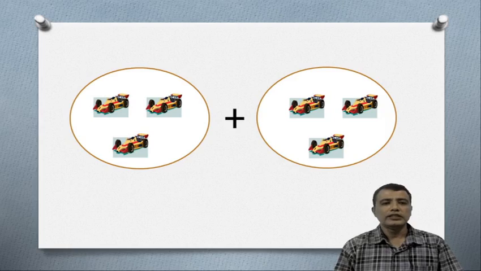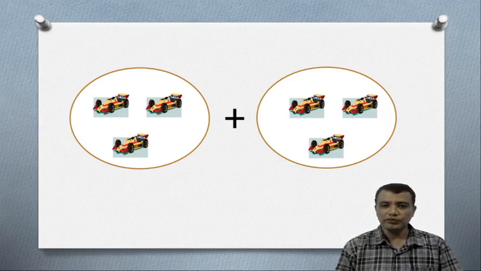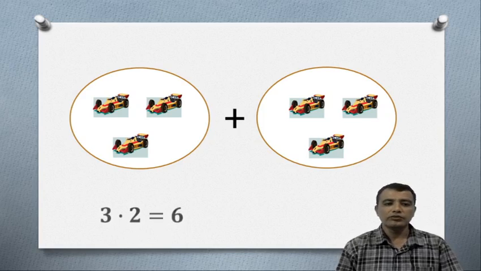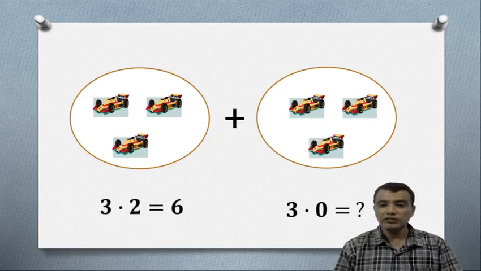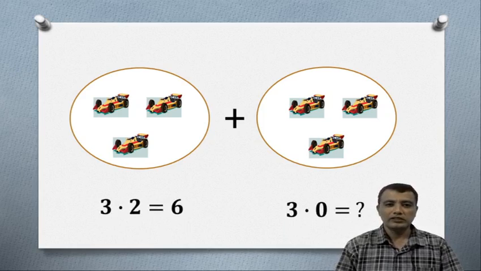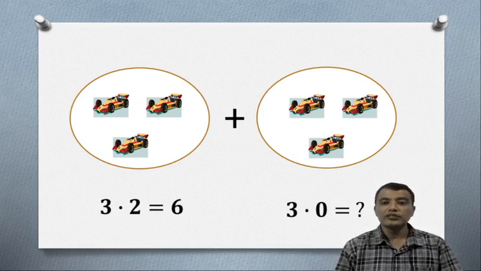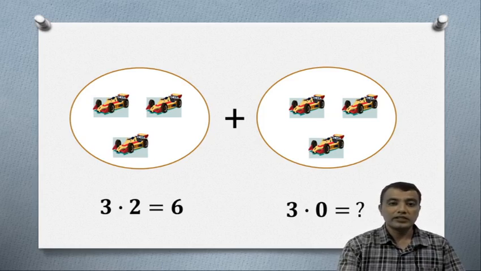See, there are two collections. Each collection contains 3 objects. Means what? 3 into 2, which is equal to 6. But what is 3 into 0 equal to? 3 objects in a collection, but 0 collections. It looks quite obvious, which is 0. But how to prove it? Let us prove it.